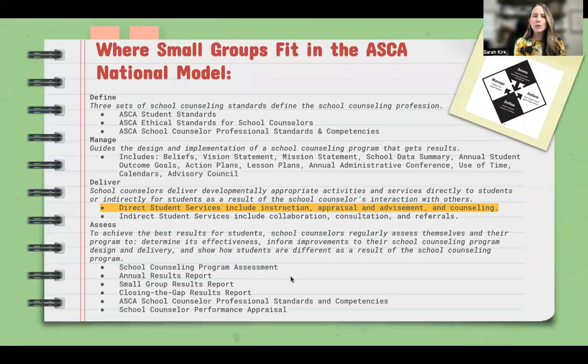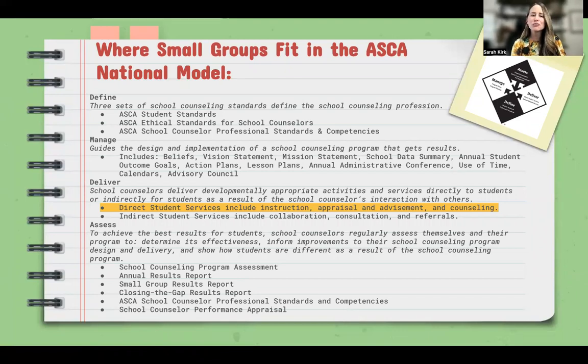So let's first talk about where this fits in the ASCA National Model. I always like us to understand how all these pieces fit together so that we can really build a strong program that is effective and that has positive outcomes for students. On this slide, you'll see those four components of the ASCA National Model: define, manage, deliver, and assess. And they're highlighted in yellow. Under the deliver section is where these small groups fit.